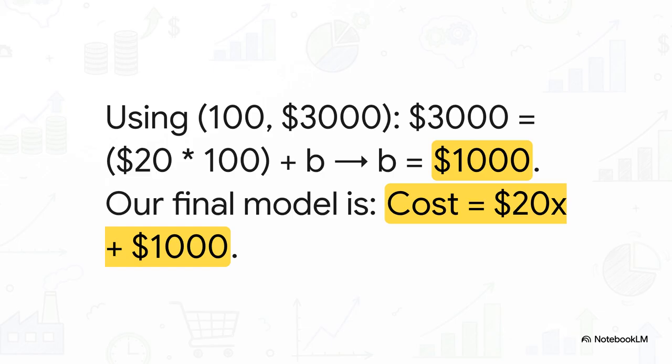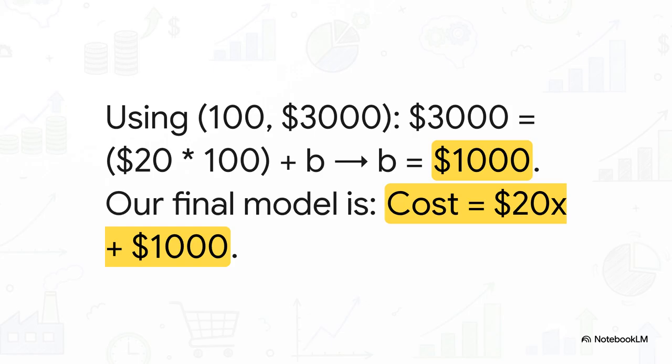Now for step 2, finding our fixed costs. We just take our standard equation, y equals mx plus b, and we plug in what we already know. So let's use our first data point. We know our total cost, y, is $3,000 when x is 100 units, and we just figured out that m is $20. So the equation becomes $3,000 equals $20 times 100 plus b. Well, the variable cost portion is $2,000. So if the total cost is $3,000 and the variable part of that is $2,000, what's left? The remaining $1,000 has to be our fixed cost, our b.